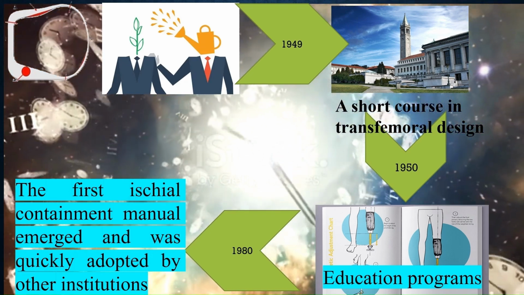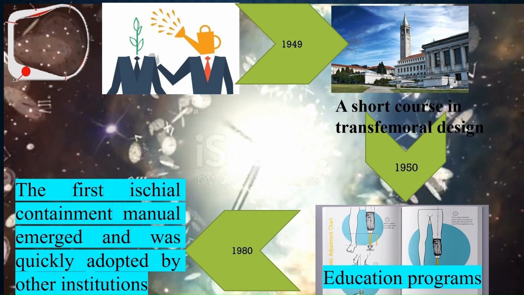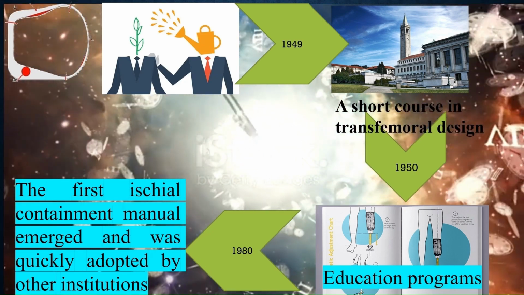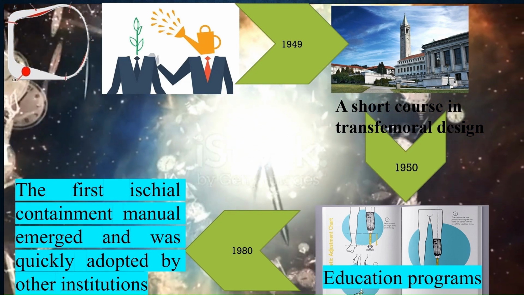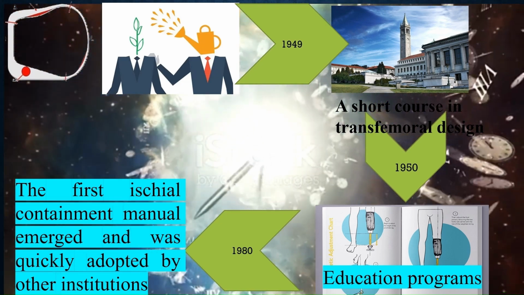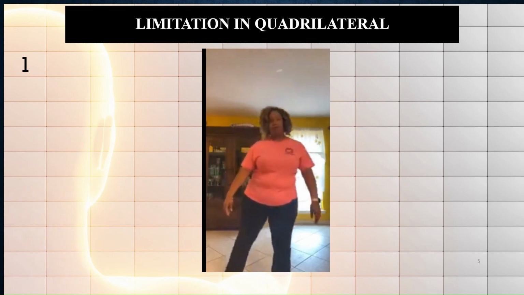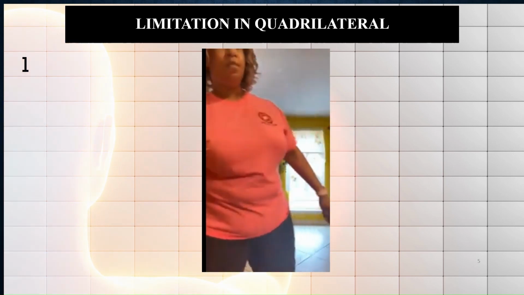In the 1980s, the first ischial containment manual emerged and was quickly adopted by other institutions, although each institution implemented design iterations. The following biomechanical limitations are found in patients with a quadrilateral socket.